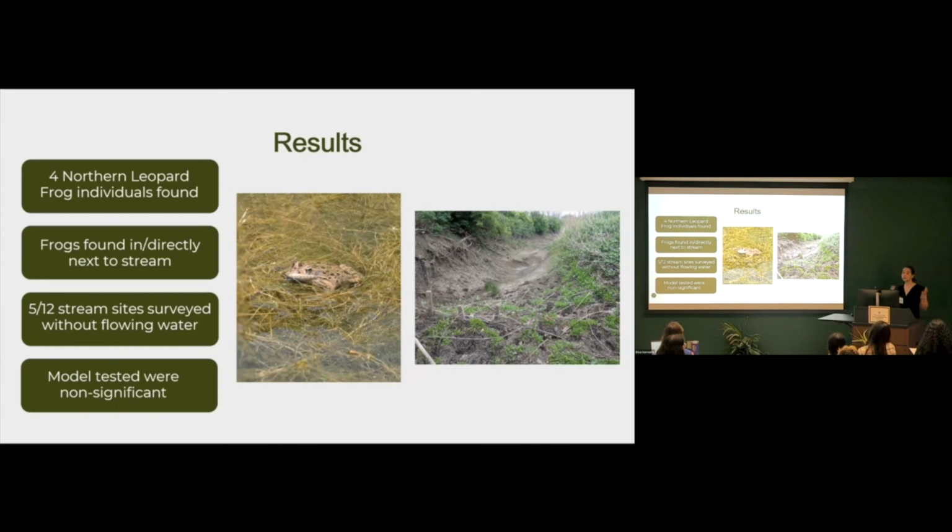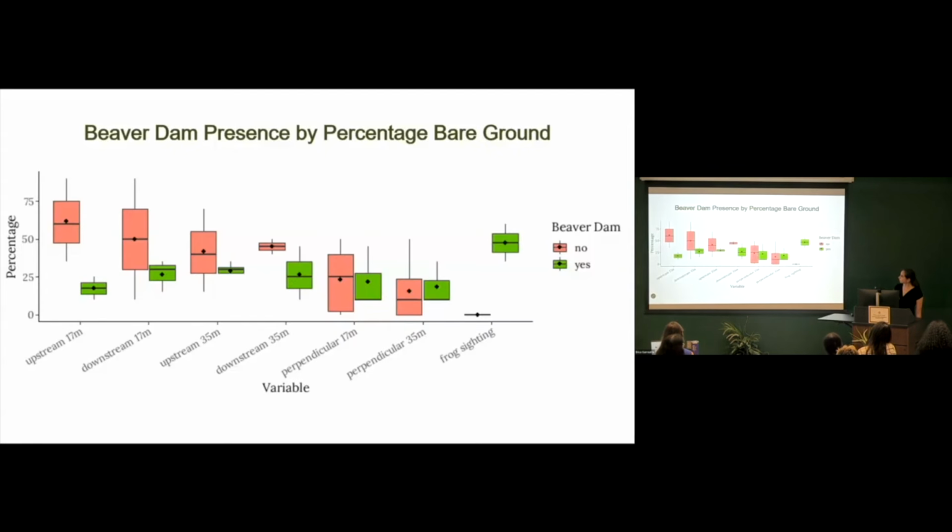None of the models were statistically significant, but that doesn't mean that there weren't any important associations that could be observed. And on the right, we have a picture of the dry beaver dam analog site.